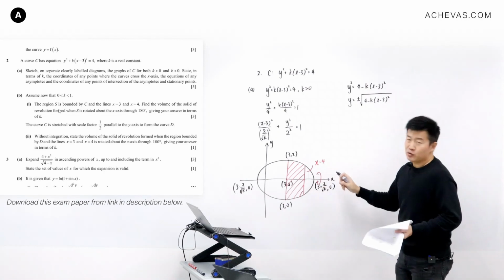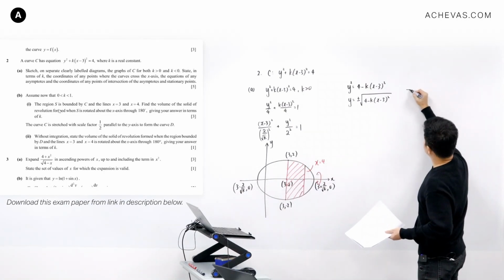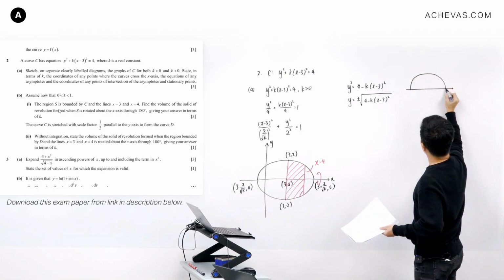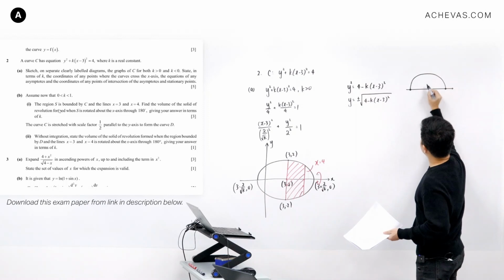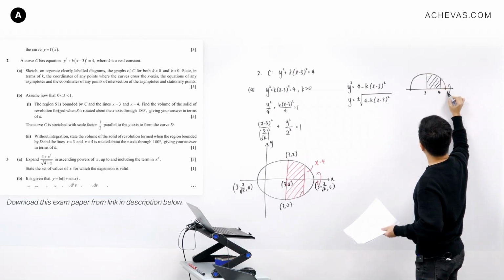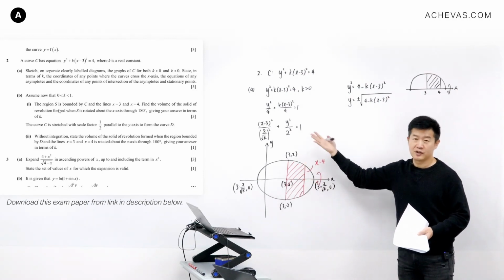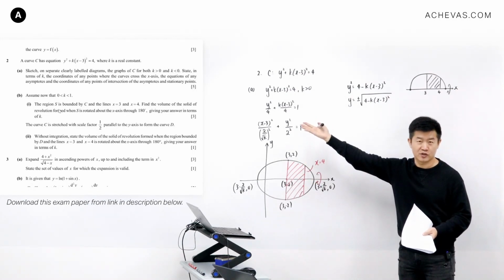And I'm going to just look at the top portion of the graph, which means that I'm going to be working on just this part of the graph here, the top portion of the graph, let's say I include the two ends here. So I'm going to be working on this portion of the graph from 3 all the way until 4. And I'll take this portion of the graph and rotate it with respect to the x-axis. It will give me the volume that the question is describing.